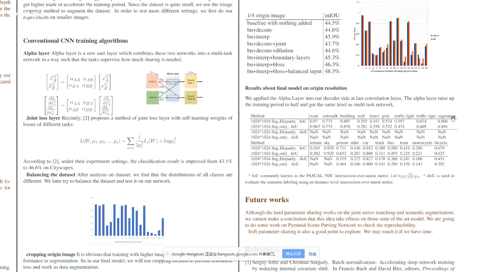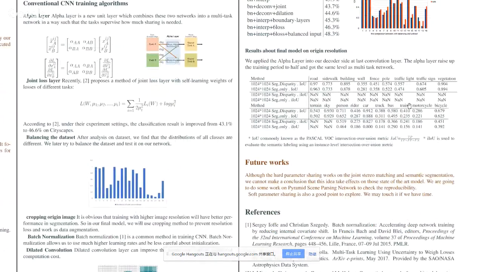This result shows the comparison between the segmentation-only model and our segmentation with disparity model. We can see that all the classes get an improvement, and on average it's about 6.5%. And in a very low part, just some like the wall, it got a 7% increase.